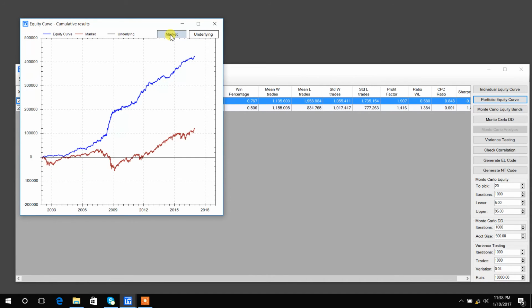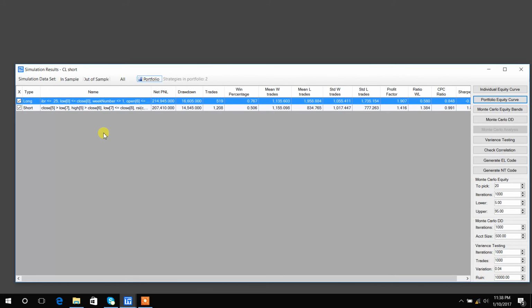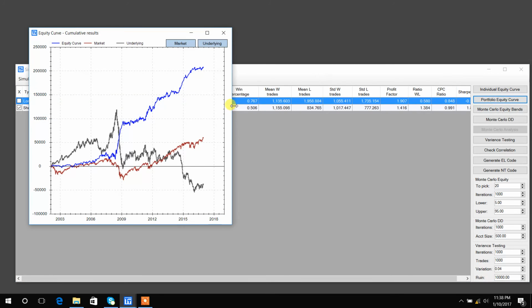And so as you can see, you have a benchmark for your portfolio or strategy to beat. And if you would like to see individual strategies against the benchmark, just go ahead and uncheck them and view them individually with the portfolio equity curve button. And you can see how individual strategies do against the market.